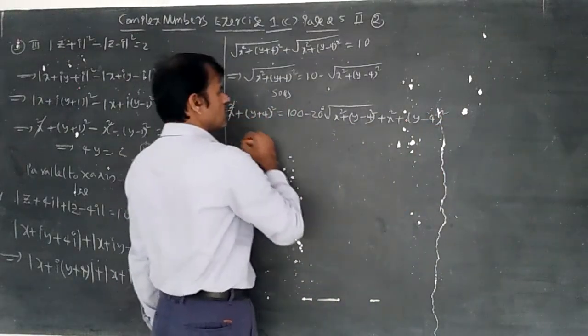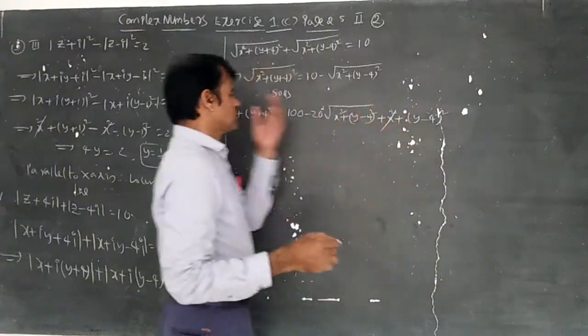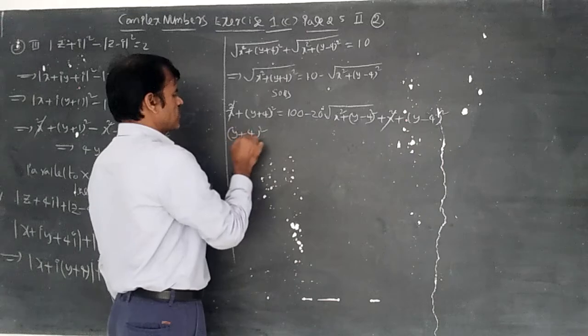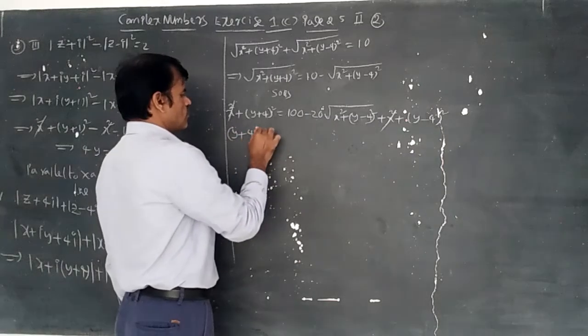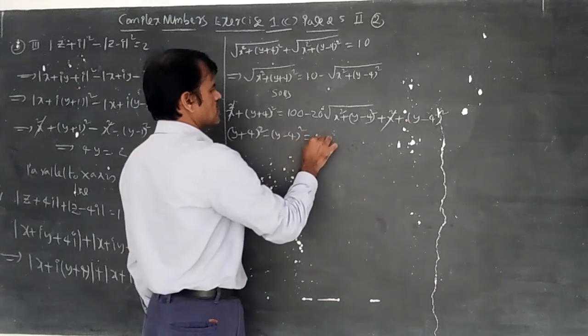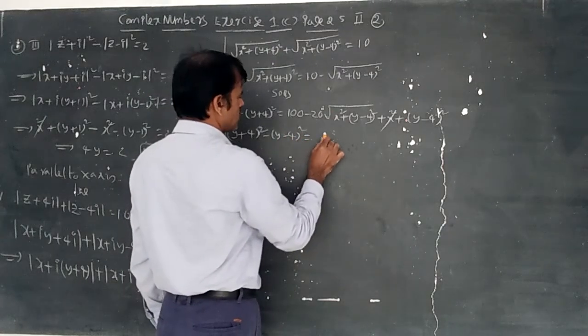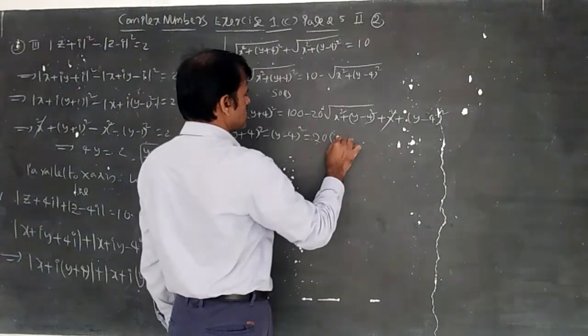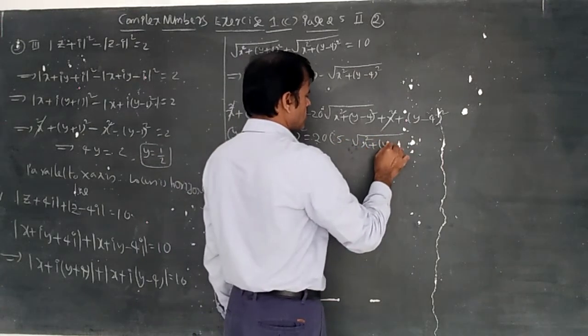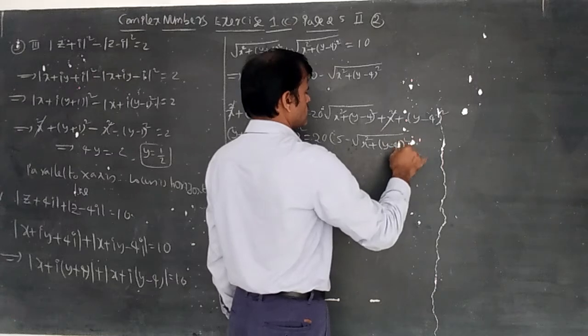Here x square will be getting cancelled. Y minus 4 whole square taken this side. So write like this: y plus 4 whole square minus y minus 4 whole square is equal to, take 20 common here, so 20 into 5 minus root of x square plus y minus 4 whole square.